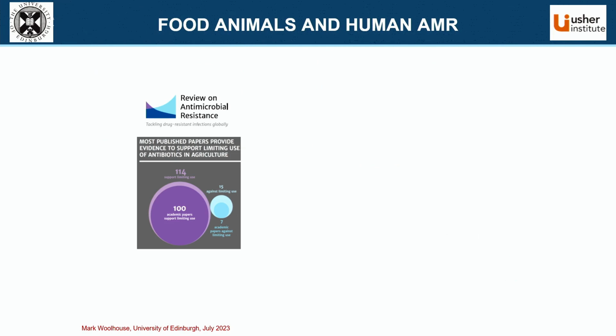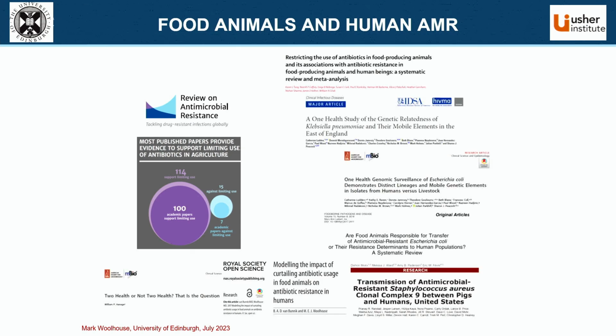Now, the O'Neill review a few years ago did a review of what they felt was the relationship between food animals and human AMR, and they did this by surveying the literature. Actually, they didn't quite survey the literature, they really surveyed the scientists, and they came out with a pretty clear consensus that there was a view that limiting use of antibiotics in agriculture would be a good thing to do. When you look at the actual raw data, that's perhaps a little less clear. There's an awful lot of papers on this now, and they produce a mixture of results.